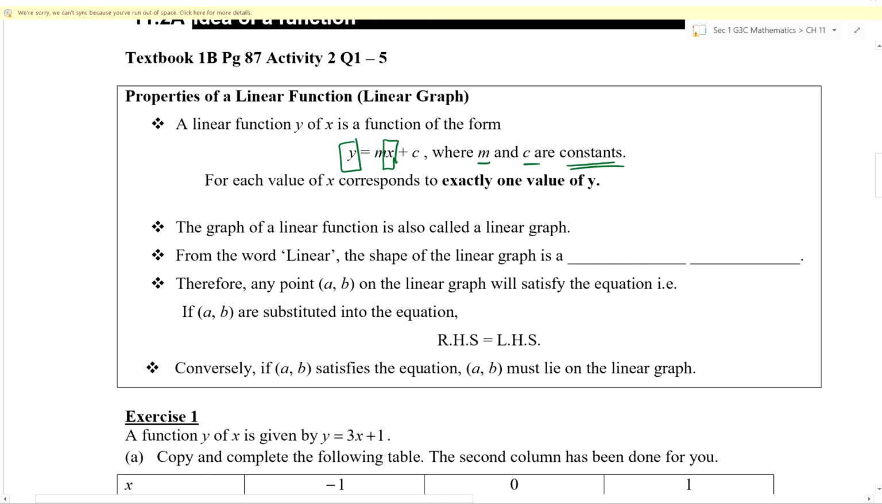So recall earlier this year, we also talked about variables. X will usually be a variable, y will usually be a variable. So the graph of a linear function, as long as it looks like this, where there is no x squared or x cubed, will be considered linear. So from the word linear, the shape of the linear graph is a straight line.